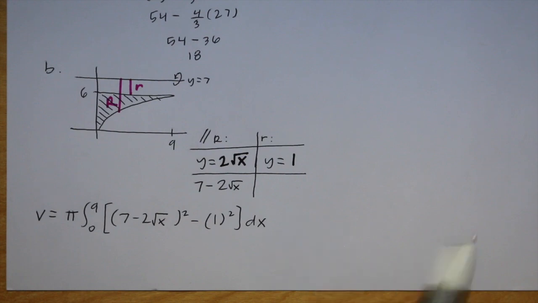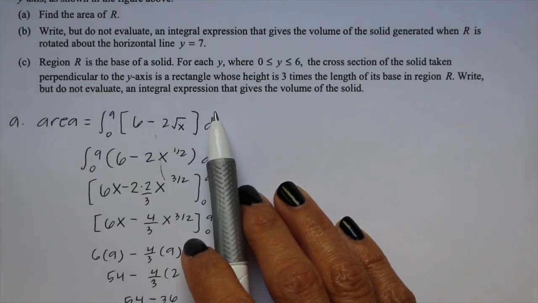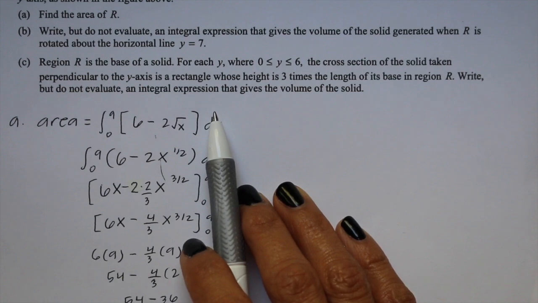So here's our setup. For part C, it says region R is the base of a solid. For each y, where y is between 0 and 6, the cross-section of the solid taken perpendicular to the y-axis is a rectangle whose height is 3 times the length of its base in region R. Write, but don't evaluate, an integral expression that gives the volume of the solid.